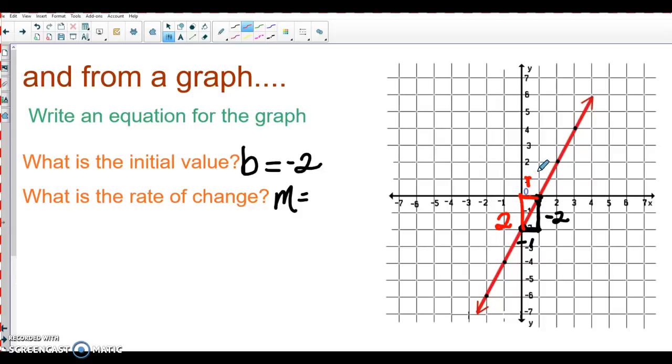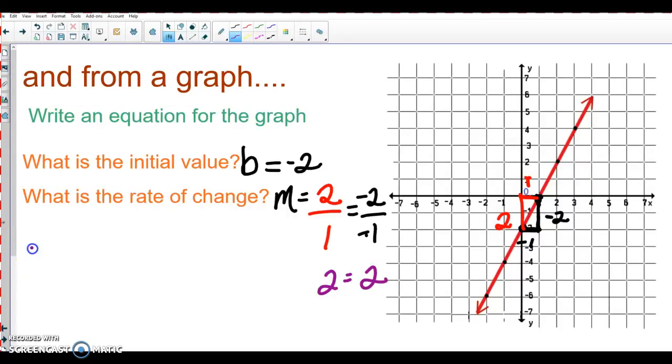Now I did this on purpose because I want to show you what happens if you get this. So if I follow the red triangle, I have a rise of 2 and a run of 1. If I follow the black triangle, I have a rise of -2 and a run of -1. -2 divided by -1 is +2. And 2 divided by 1 is 2. So they both equal 2. So either one will work.